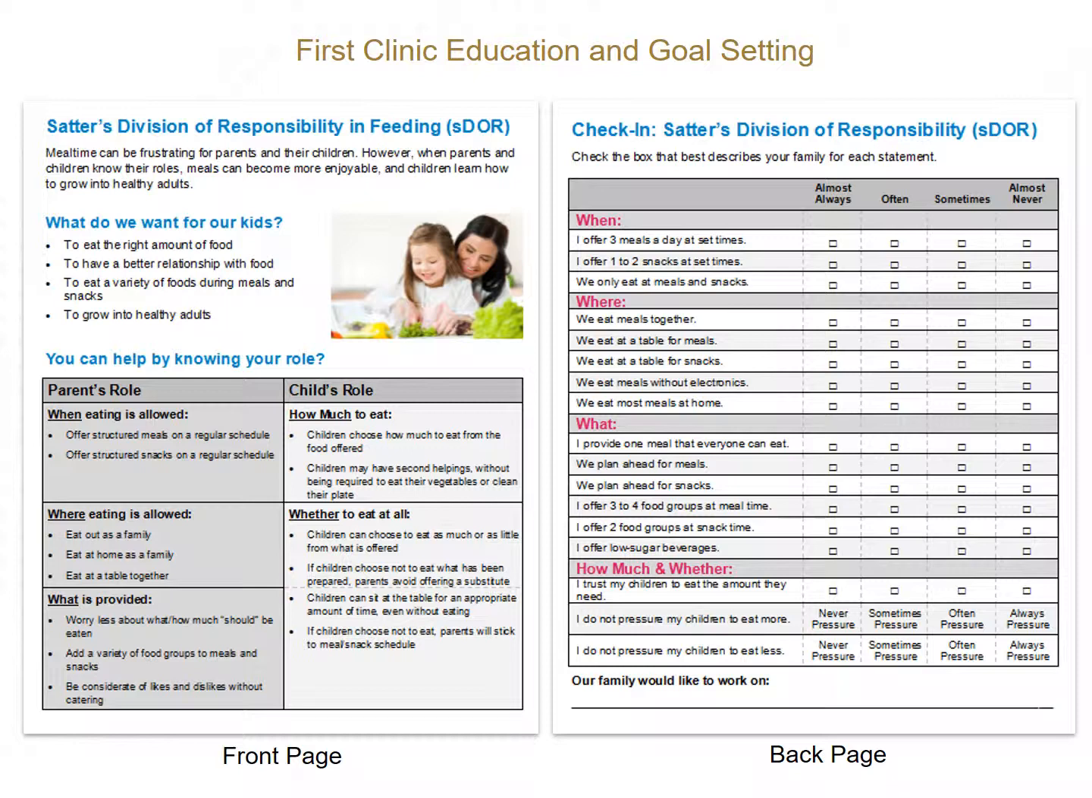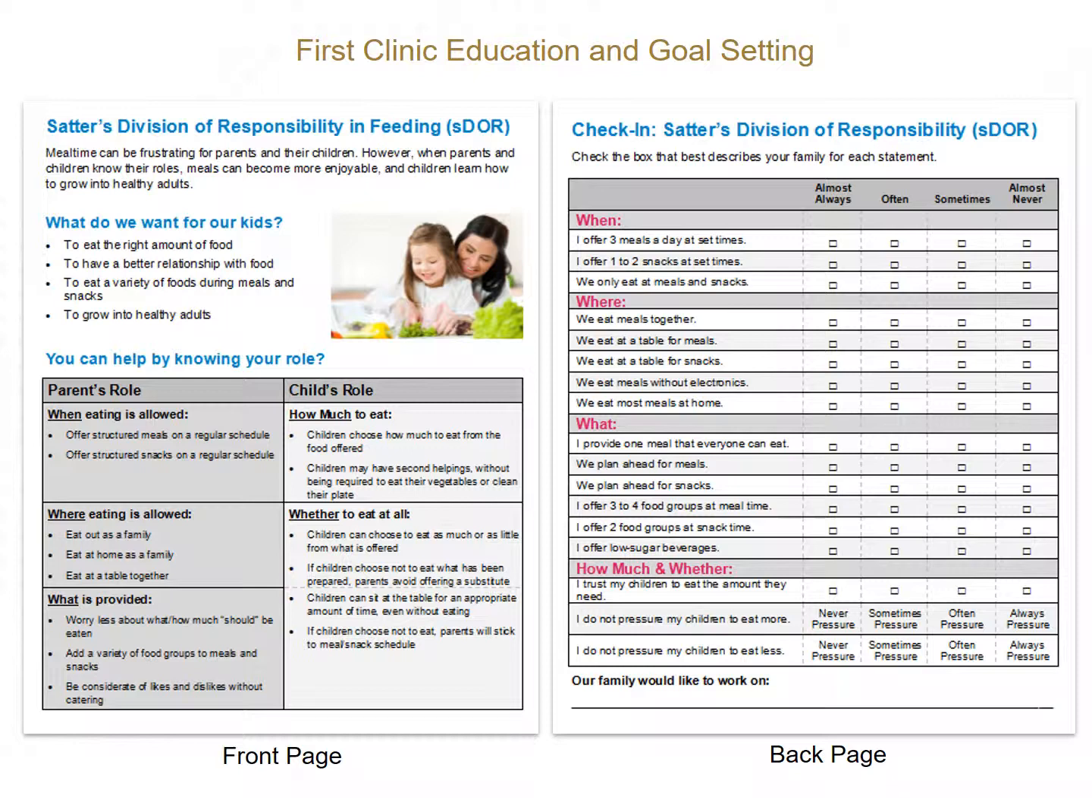So starting on that left-hand side is an introduction to Ellen Satter's division of responsibility in feeding, and it calls attention to how frustrating sometimes feeding can be for parents. The next section reminds them, what do we really want for our kids in the long term? We want them to eat the right amount of food, to have a better relationship with food, to eat a variety of foods during meals and snacks, and to grow into healthy adults. And then this introduces the different roles between the parent's role of when, where, and what, and the child's role of how much and whether.